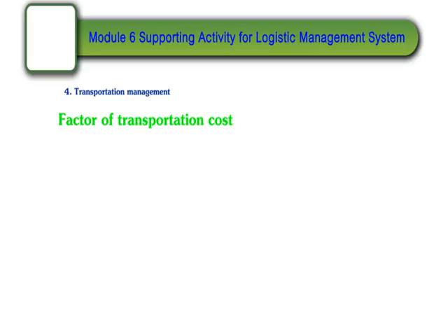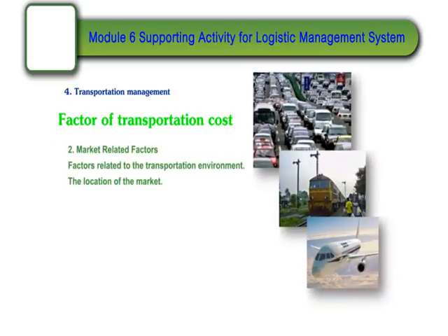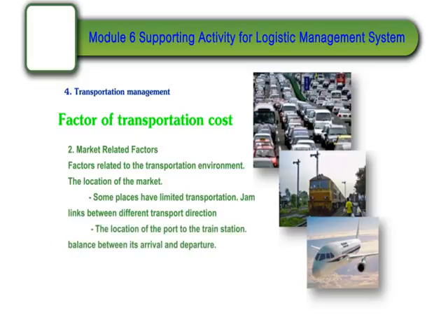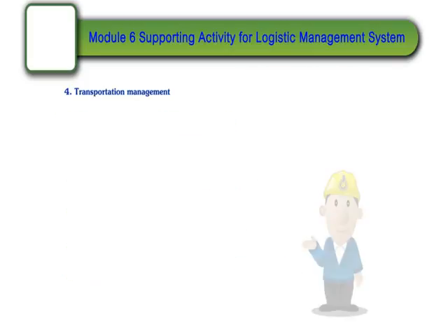Factors of transportation cost. Number 2, market-related factors, which are factors related to the transportation environment. The location of the market. Some places have limited transportation. Jam links between different transportation directions. The location of the port to the train station. Balance between its arrival and departure. To send and receive the goods back in the same way. Transport in the same country and abroad.